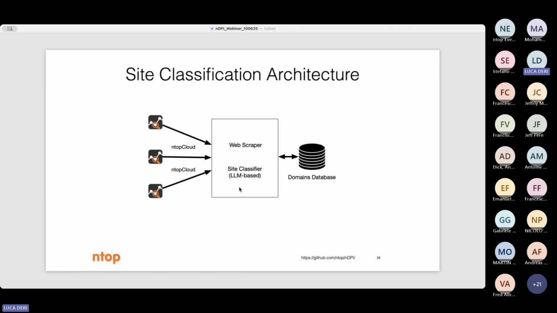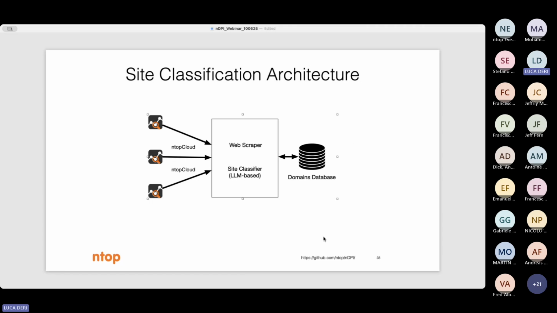So we have created a web scraper that is scraping the internet, not all the domain names, because that would be too much, but the most popular ones. At the moment, again, this is an experiment. So we are using the nTop cloud to collect from specific nTop instances to which we have the consent to know what domain names are accessed. And thanks to that, through an LLM, through a GPU, we classify this into categories. And these are the categories that we have inside nDPI. And we store this into a domain database.